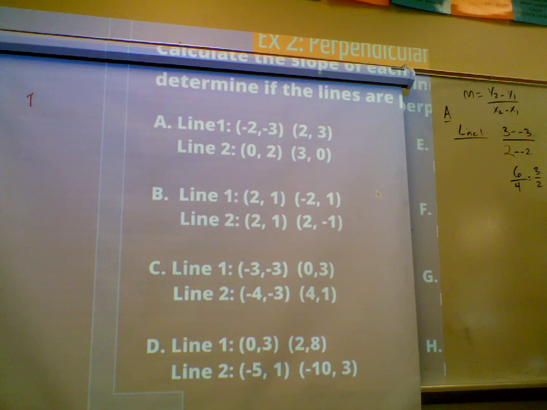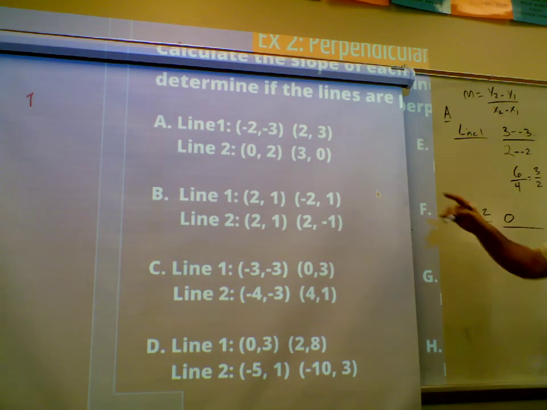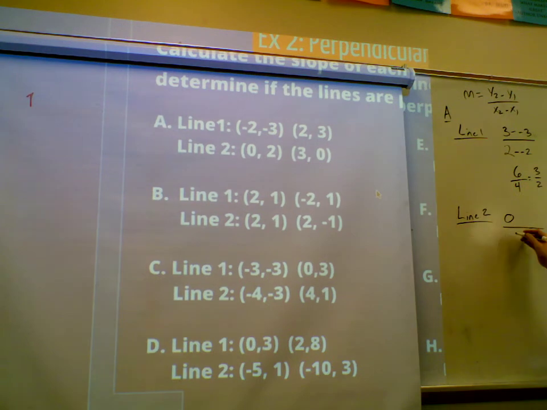Correct? Okay. Line 2. I feel like I'm an operator or something. Go for line 1. Okay. Line 2. What's my y2? 0. What's my x2? 3. Guys, I find better success if you do y2 and x2 first. For me it works better if I do it that way. Yours might be different.